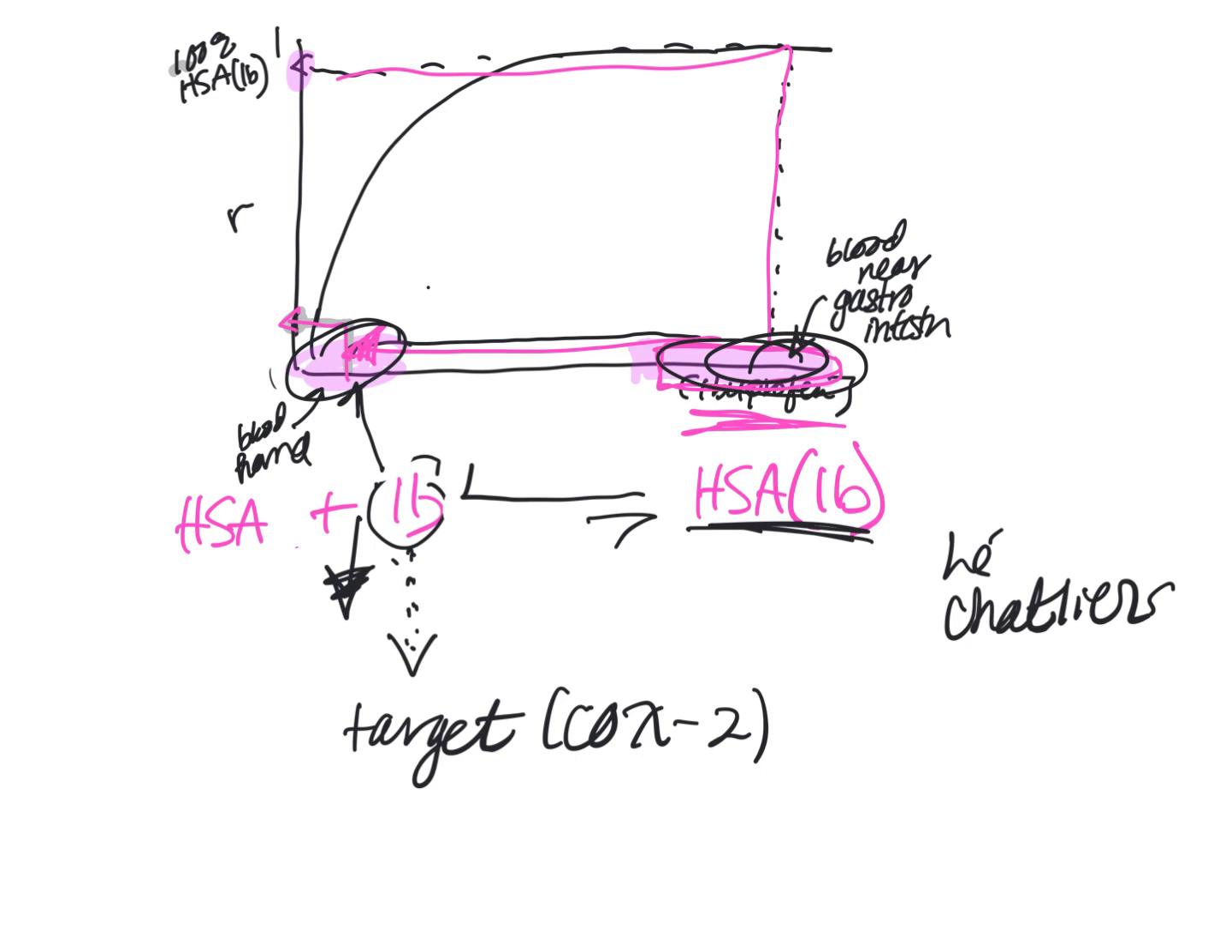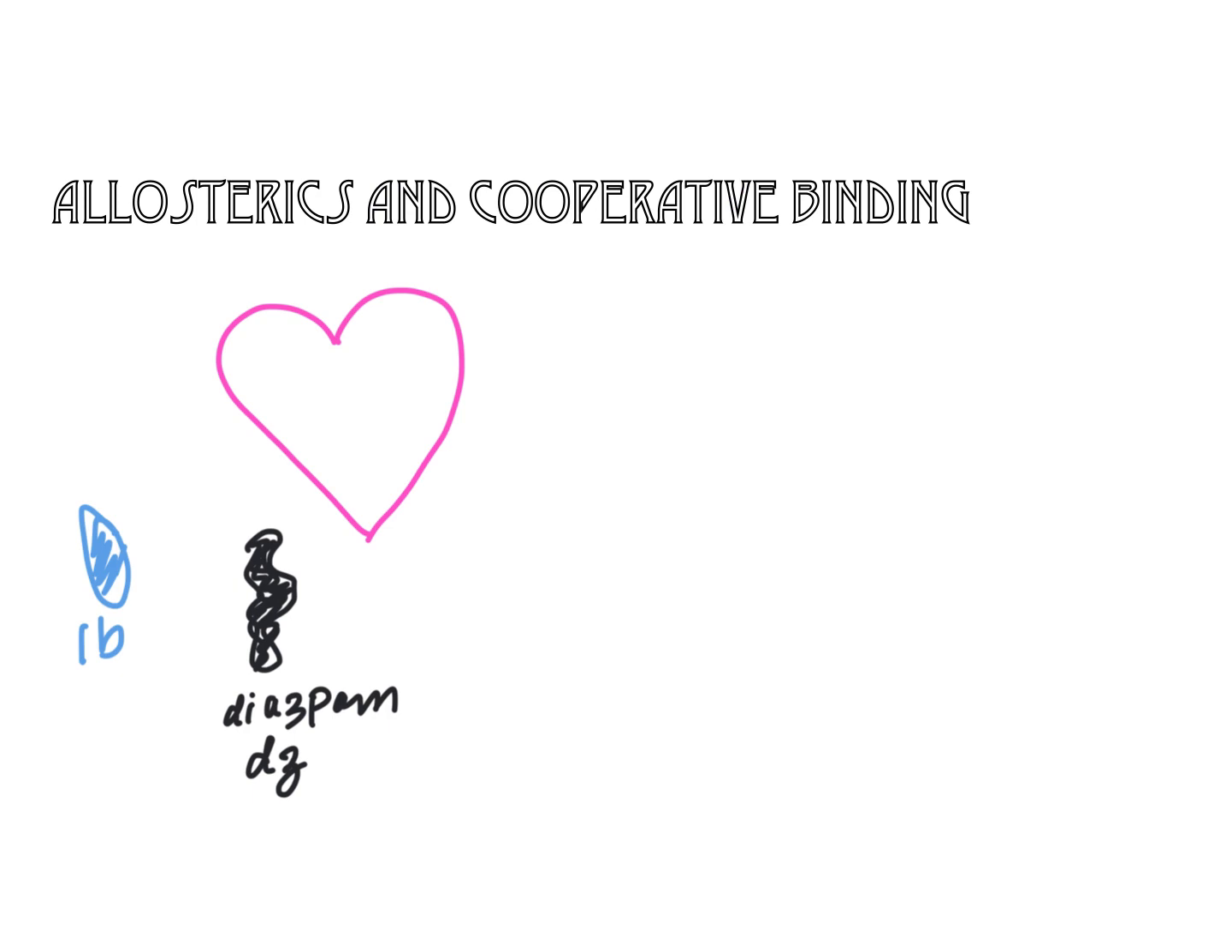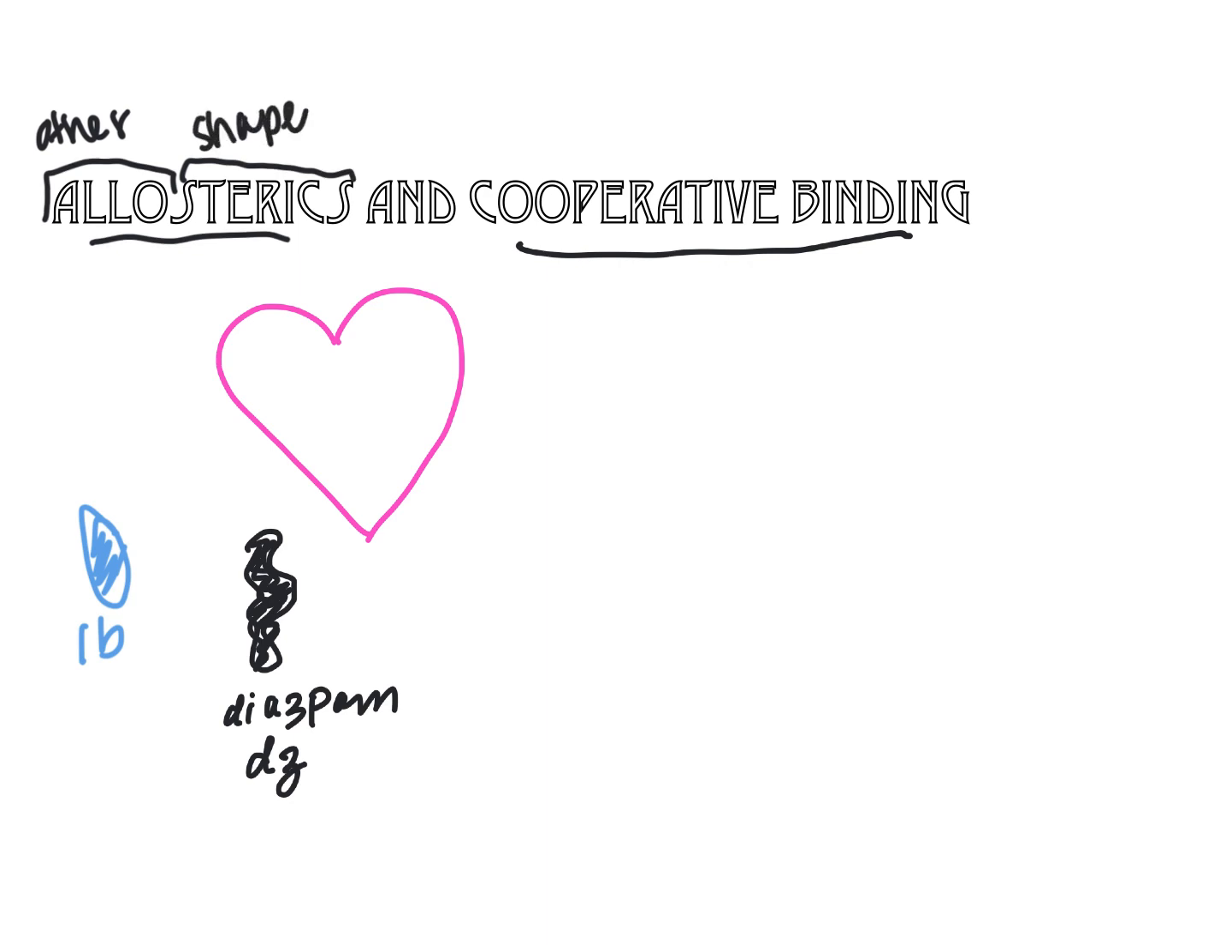We like to layer on all of our concepts in biochemistry. Okay, so this brings us to the very final part, and that is about allosterics and cooperative binding. First I'm just going to define these for you. Allo means other, and sterics means shape. And cooperative binding refers to what happens when you have multiple binding sites.